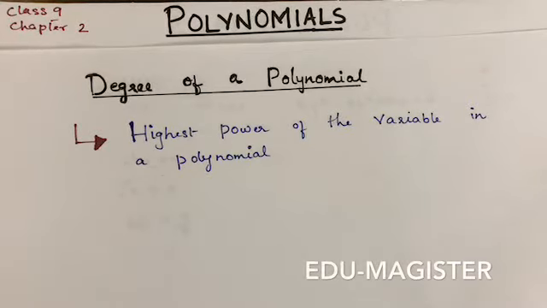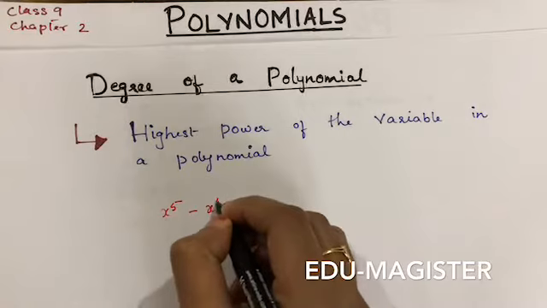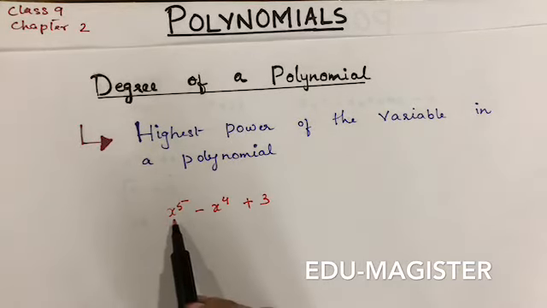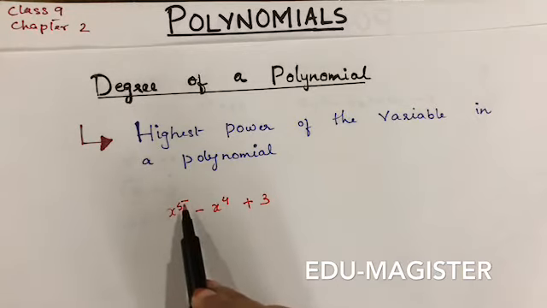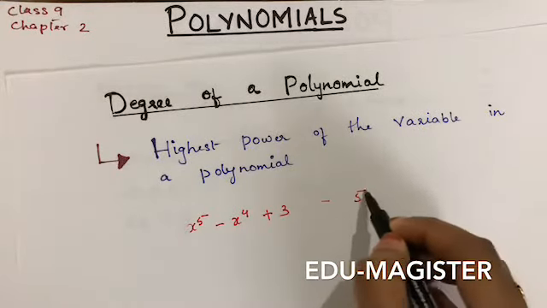Now let's move on to the last topic of this class, degree of a polynomial. Degree means it is the highest power of the variable in that polynomial. That means if I write an example, x raised to 5 minus x raised to 4 plus 3. In this example, x raised to 5, that means 5 is the highest power of the variable, right? 5 is the highest power, that means it's the highest number of the variable x. So this polynomial has a degree 5.